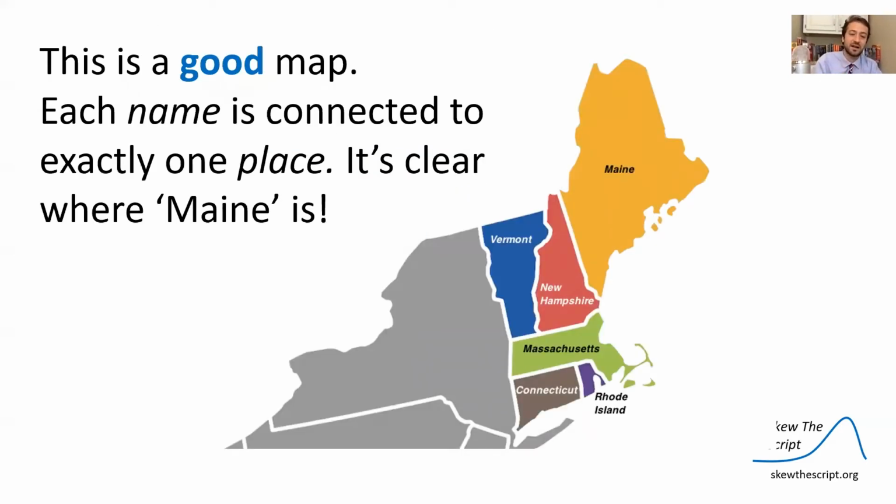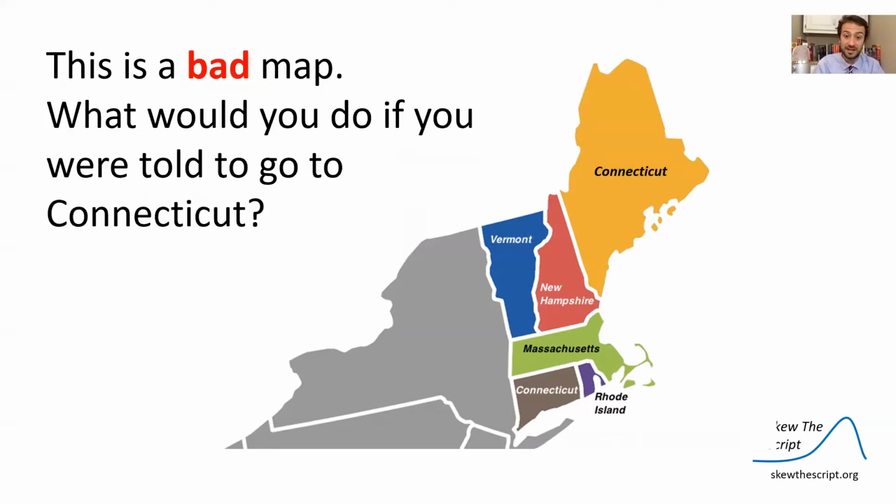Let's think about this in the context of actual real life maps. So the map you see here is a good map. This is a map of New England, and each name is connected to exactly one place. It's very clear where Maine is. If I told you to go to Maine, you would know exactly where to go.